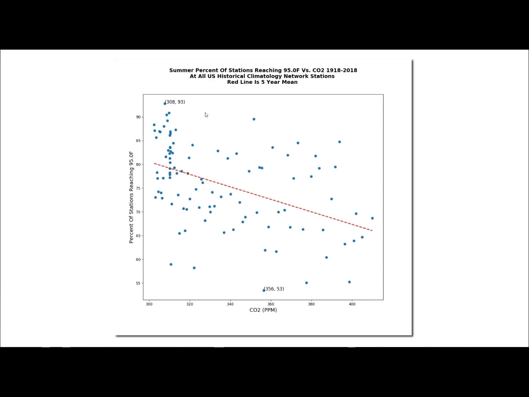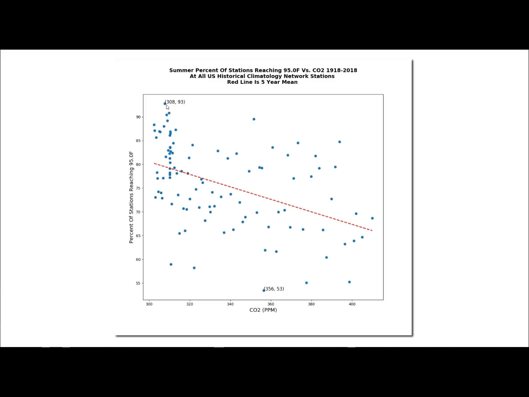Let's look at one more graph now. It's the summer percent of stations reaching 95 degrees Fahrenheit versus atmospheric CO2. You can see that the percent of stations reaching 95 degrees in the United States peaked when CO2 was 308 parts per million.